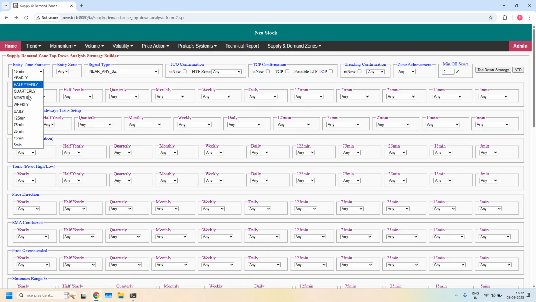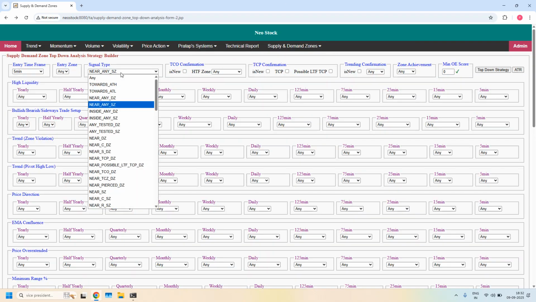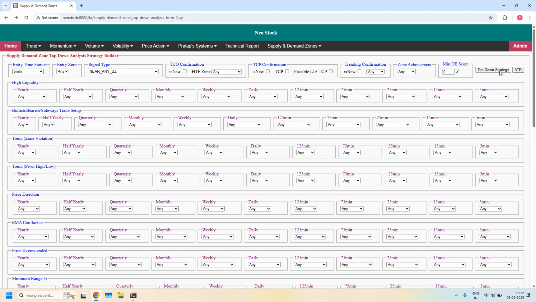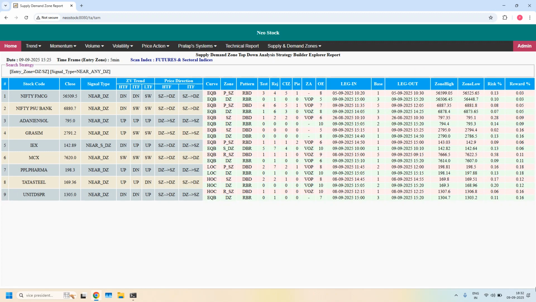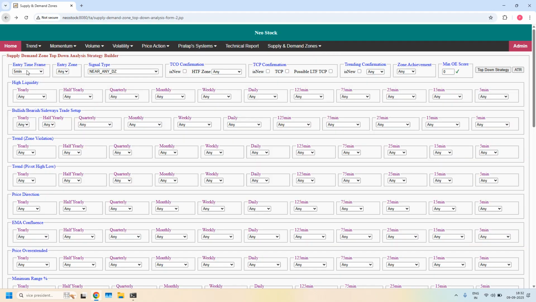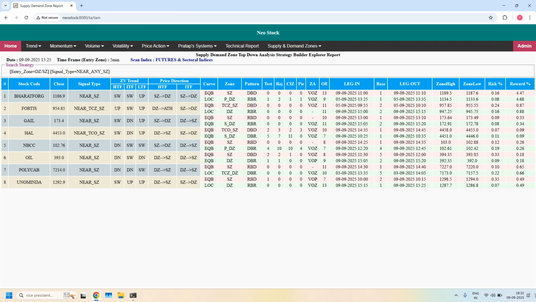Next time frame is 5 minutes. Stocks near to the 5 minutes demand zone, we got 9 stocks. Next, stocks near to the 5 minute supply zone, we got 8 stocks. So these are the stocks near demand and supply zones for different time frames.